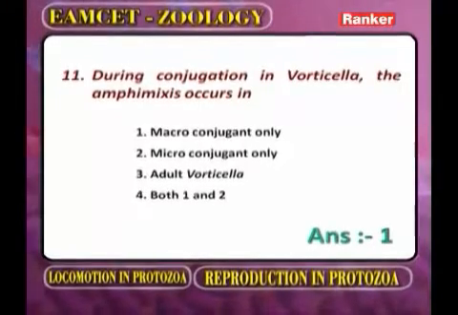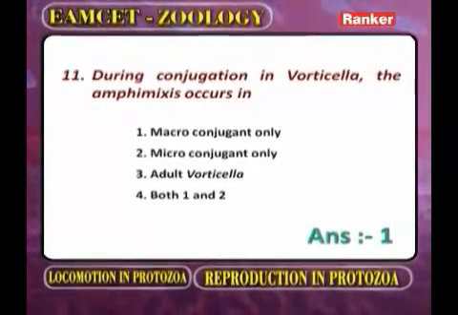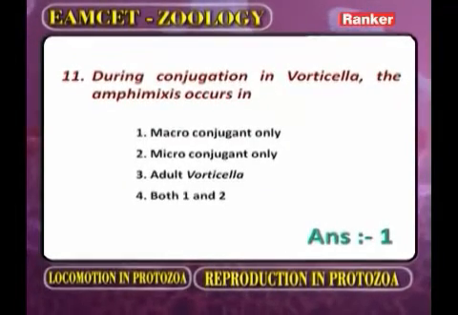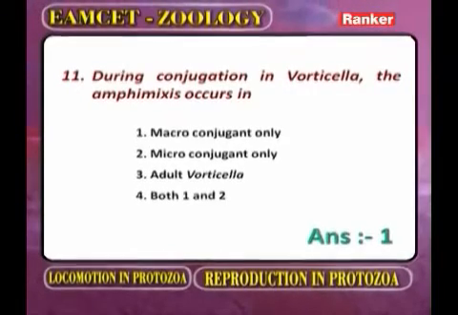During conjugation in Vorticella, the amphimixis occurs in. One, we call it the macro conjugant. Two, we call it the micro conjugant. Three, we call it the adult Vorticella. And four, both 1 and 2.